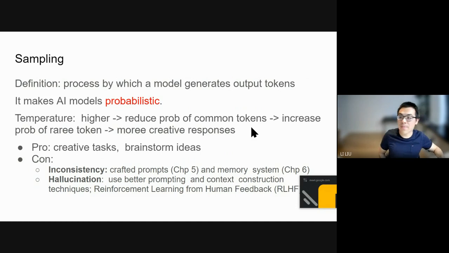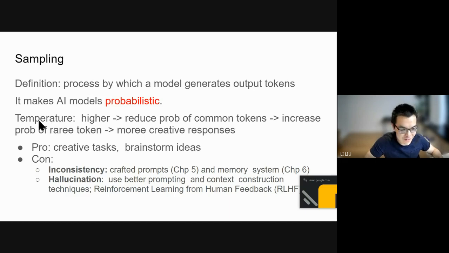Yeah, next we have sampling. Sampling is the process by which a model generates an output token, and it is really what makes the AI model probabilistic. I think the most important takeaway from this chapter is that AI models are probabilistic. That's why we need all the engineering and techniques, all these frameworks around that.